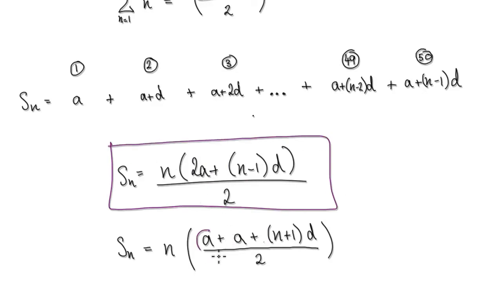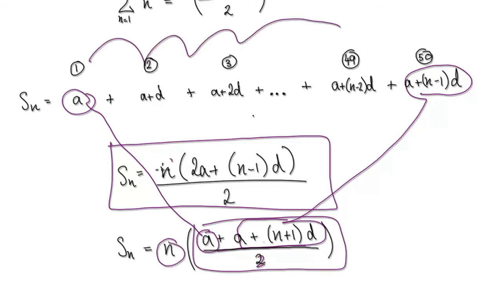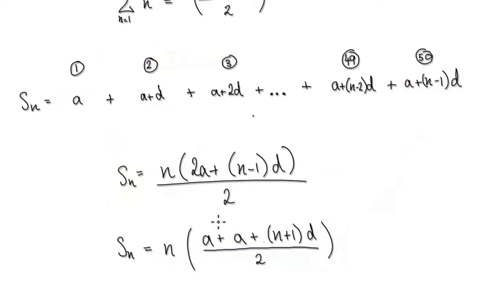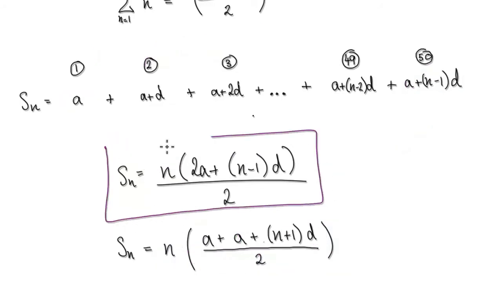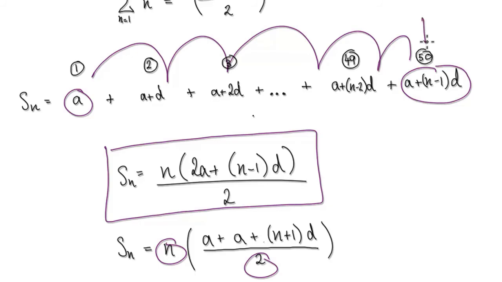As it turns out, you would get the first plus the last, because this is the last here, divided by 2 to get the average, and then once you've got the average, times by the number of terms, which was this n here. So the formula which we developed was actually quite complicated, but as it turns out, all you need to do is get the first plus the last, and then divided by 2, and then times by the number of terms. In our case, 50 rows.